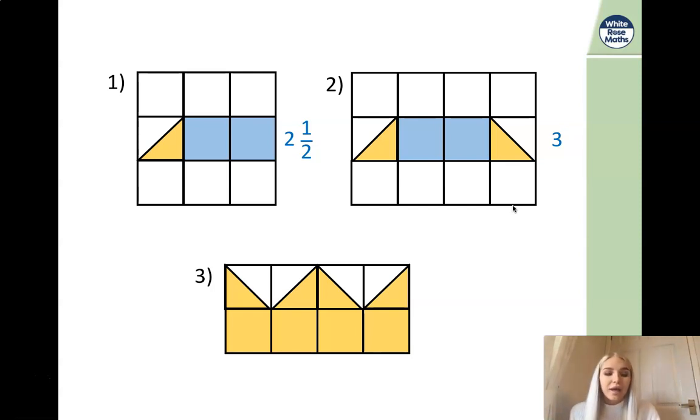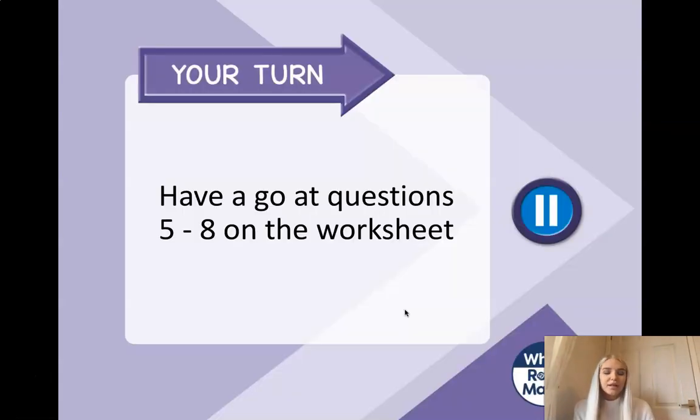And for number 3, we have got 4 whole squares that have been coloured in, and 2 halves here, making 5 squares, and 2 more halves here, making 6 squares that are filled. So 6 squares are filled in that shape. Well done if you got those right. Can you now have a go at questions 5, 6, 7 and 8 on the worksheet, please? Pause the video and have a go at those now, please.